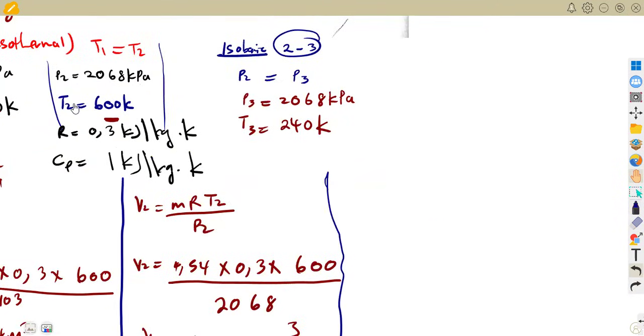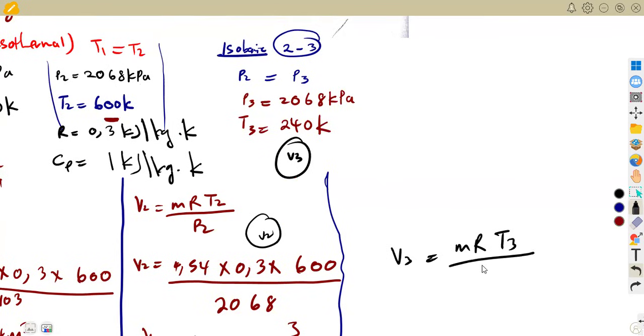With the same situation, we can use this method to find V3, because there's P3, T3, just like here, P2, T3. So I can just manipulate to make V3 the subject. Remember, we need the volumes; we're given V1, V2, V3. So V3, if I manipulate this, is going to be mRT3 over P3.